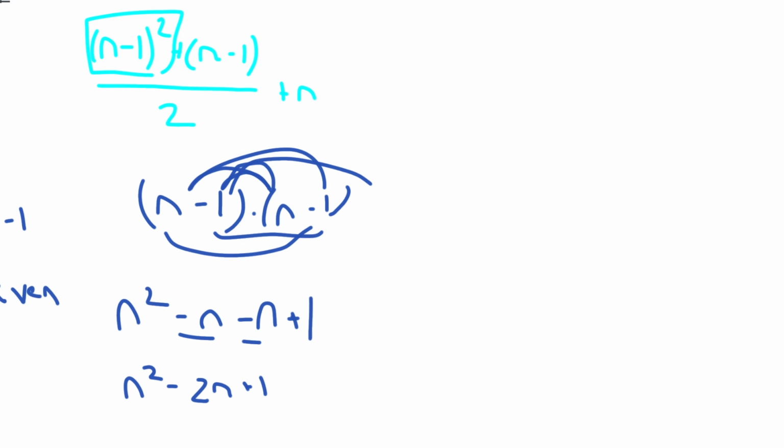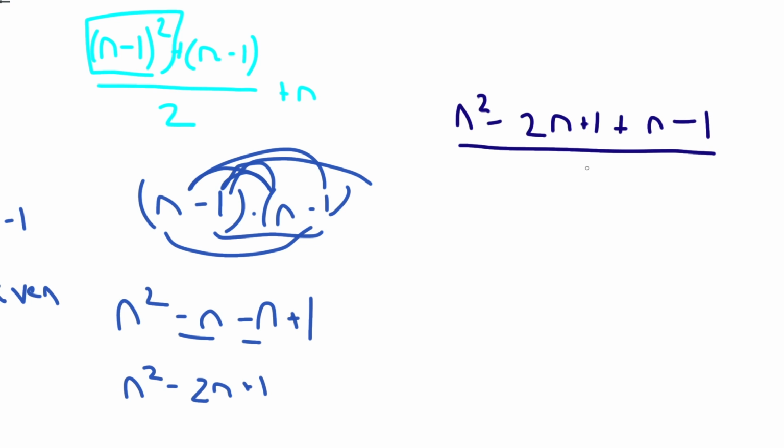So if we do that, we get n squared plus 2n minus 1, other way around, minus 2n plus 1, right? So here's our equation, and then we're going to add to that n minus 1, and we don't even need the brackets anymore. This whole thing divided by 2 plus n, okay?